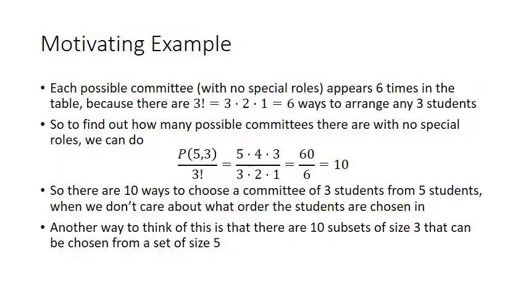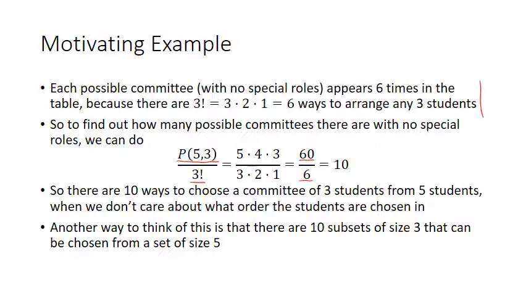Okay, so this is just what was on the last slide again. To find out how many possible committees there are with no special roles, what we can do is take the number of possible committees that there were before when we cared about the order the students were in, or when we were giving them special roles, and then divide by 3 factorial, which is the number of ways to arrange 3 students. Previously we had this table with 60 entries, and then we noticed that each of the outcomes that we wanted was represented in that table 6 times. So what you do is just divide by 6. Okay?